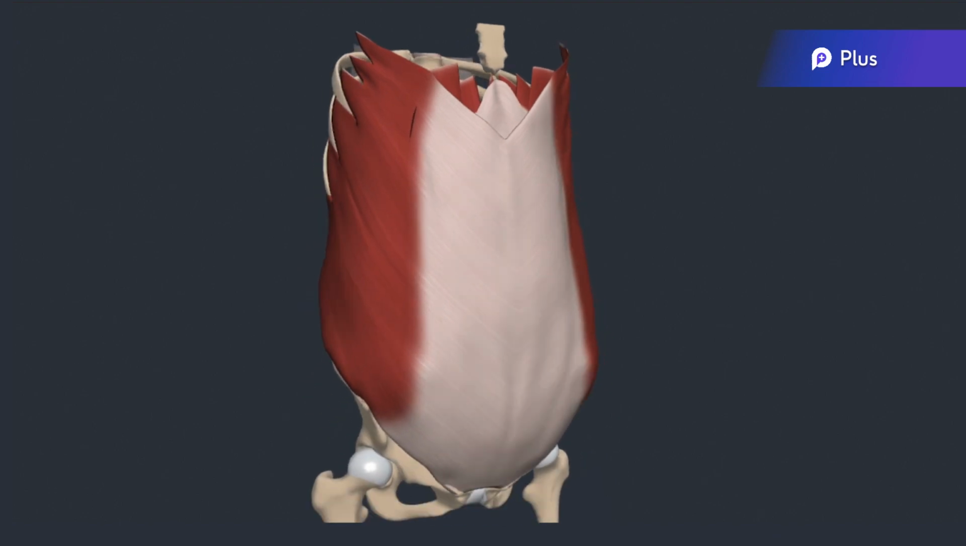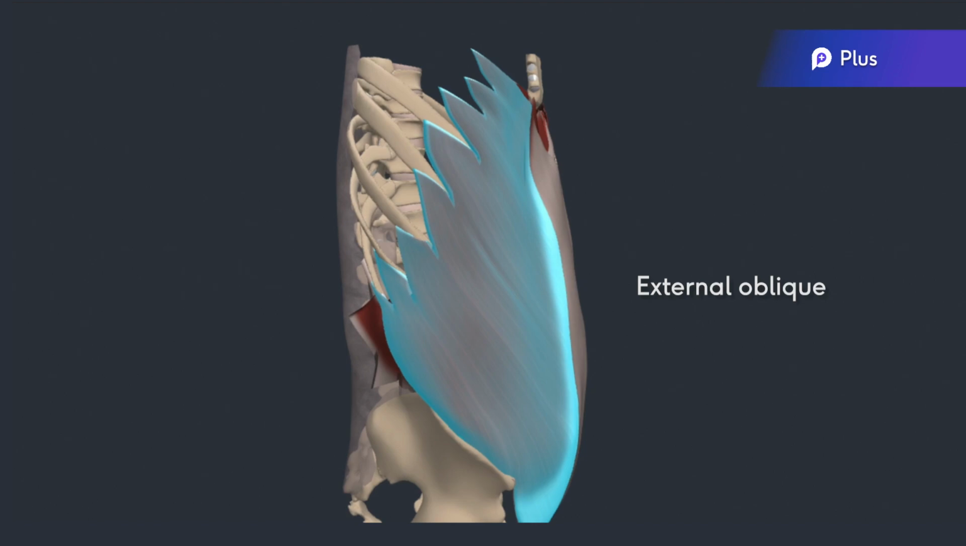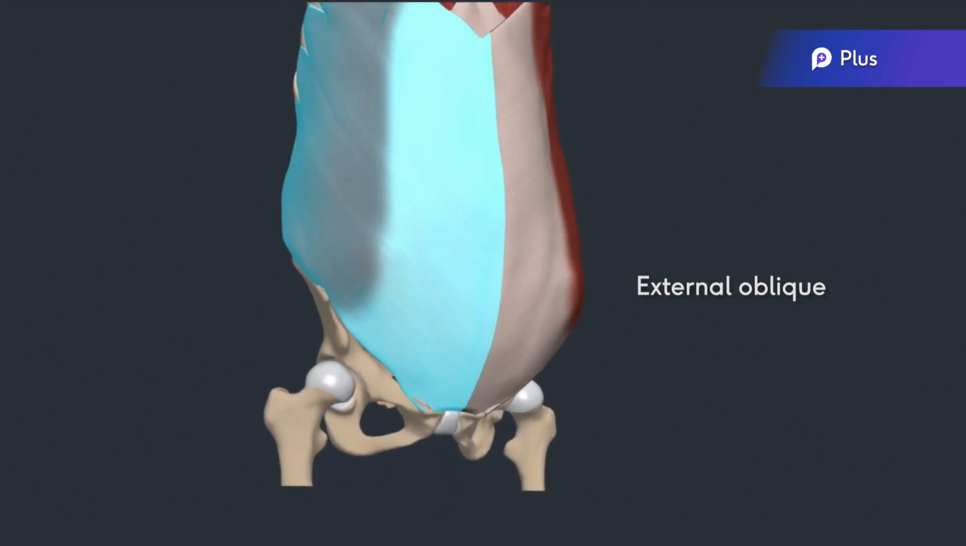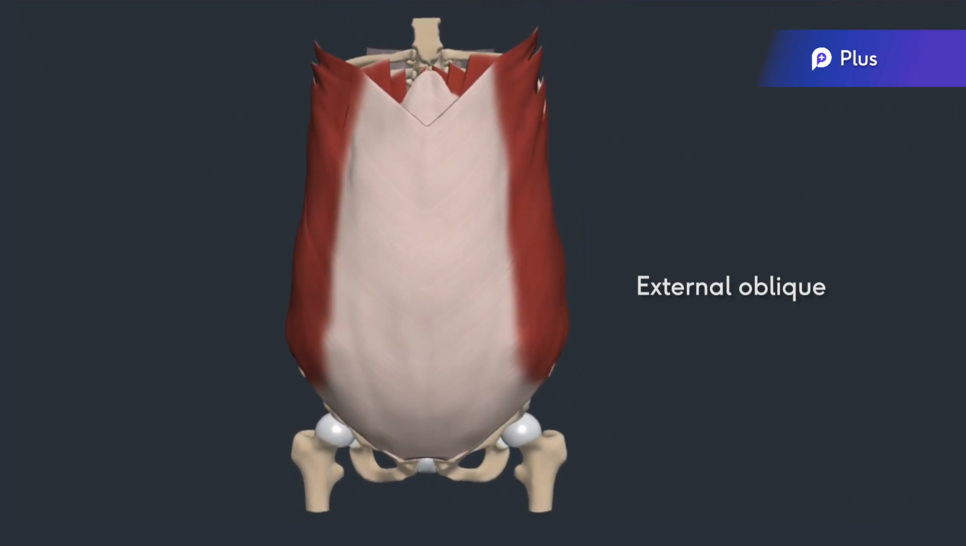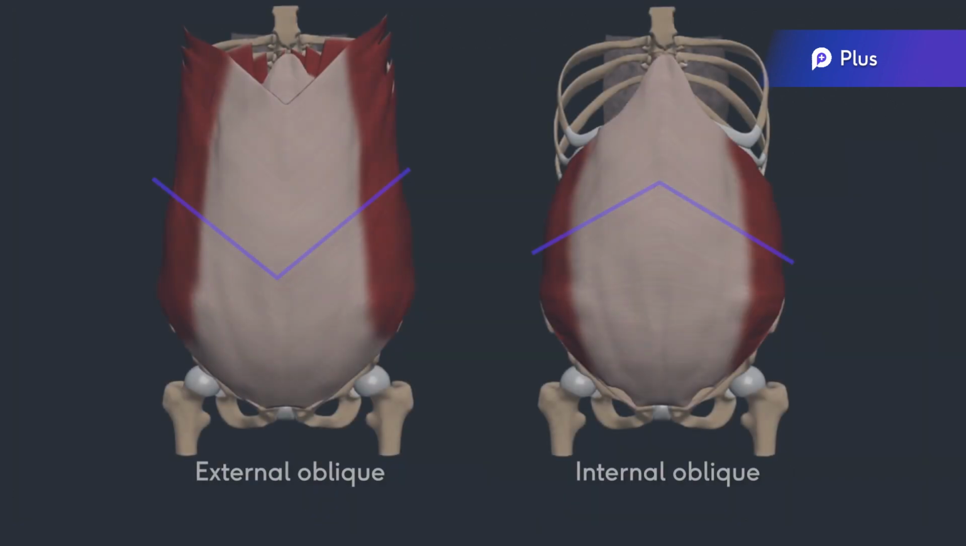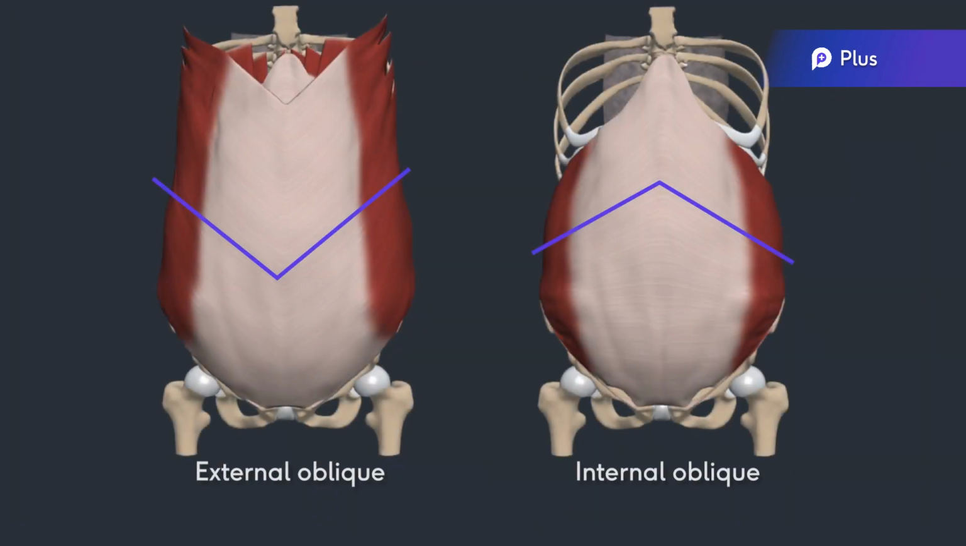Finally, most superficially lies the external oblique, which originates from ribs 5 to 12 and inserts into the linea alba, the pubic tubercle, and the iliac crest. When it contracts bilaterally, it helps to flex the trunk forward. When it contracts unilaterally, it laterally flexes the trunk to the ipsilateral side and rotates the trunk to the contralateral side. Notice how the diagonal angle of the fibers in the external oblique run opposite to those of the internal oblique, hence the different rotational directions. It also assists in increasing intra-abdominal pressure.